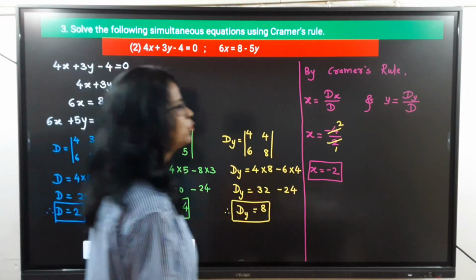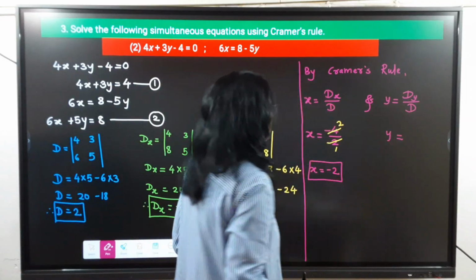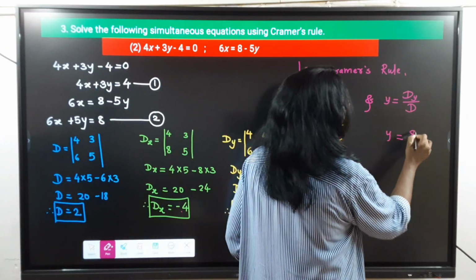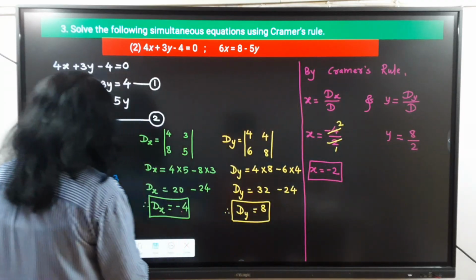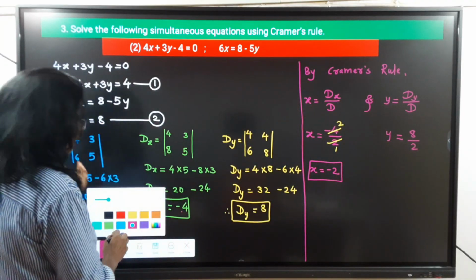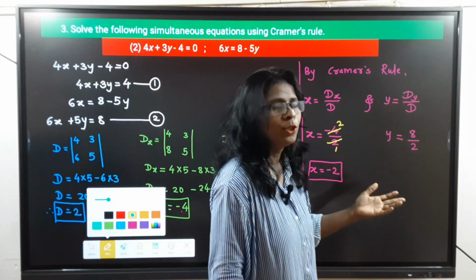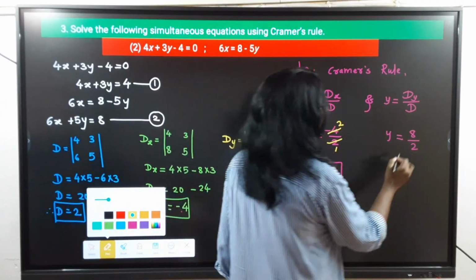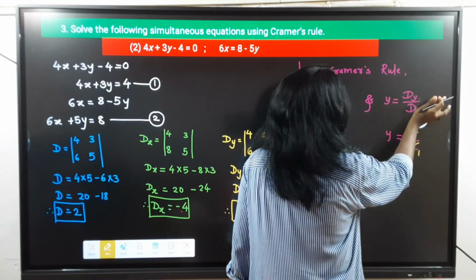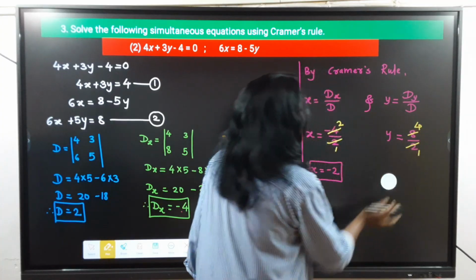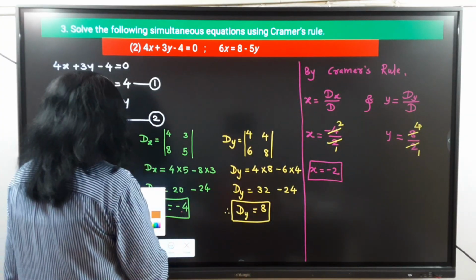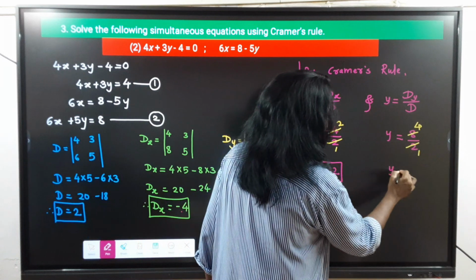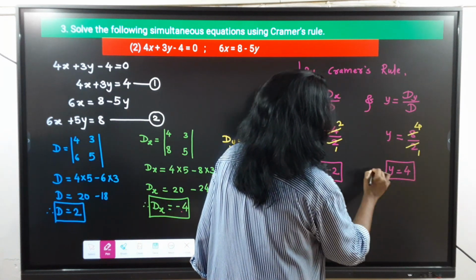Then next, substitution. Here y is equal to 8 upon 2. Here also cancellation, that means we have to convert this ratio into the simplest form. So 2 ones are 2, 2 fours are 8. Therefore here y is equal to 4.